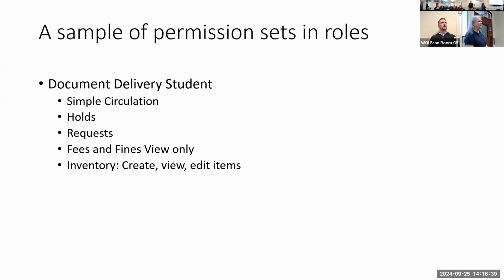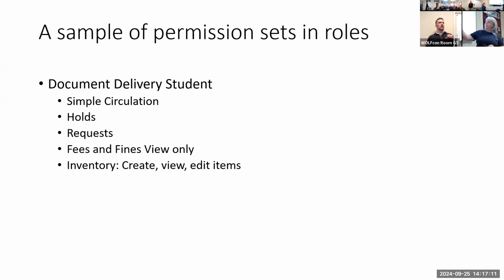So for instance, our interlibrary loan department is now called document delivery. And the student worker has these permissions, these functions that I have defined. Simple circulation was basically for me just check in and check out. There's another one called circulation, which has a little bit more to it. Everything related to holds and requests, because they needed those. They're allowed to view fees and fines.